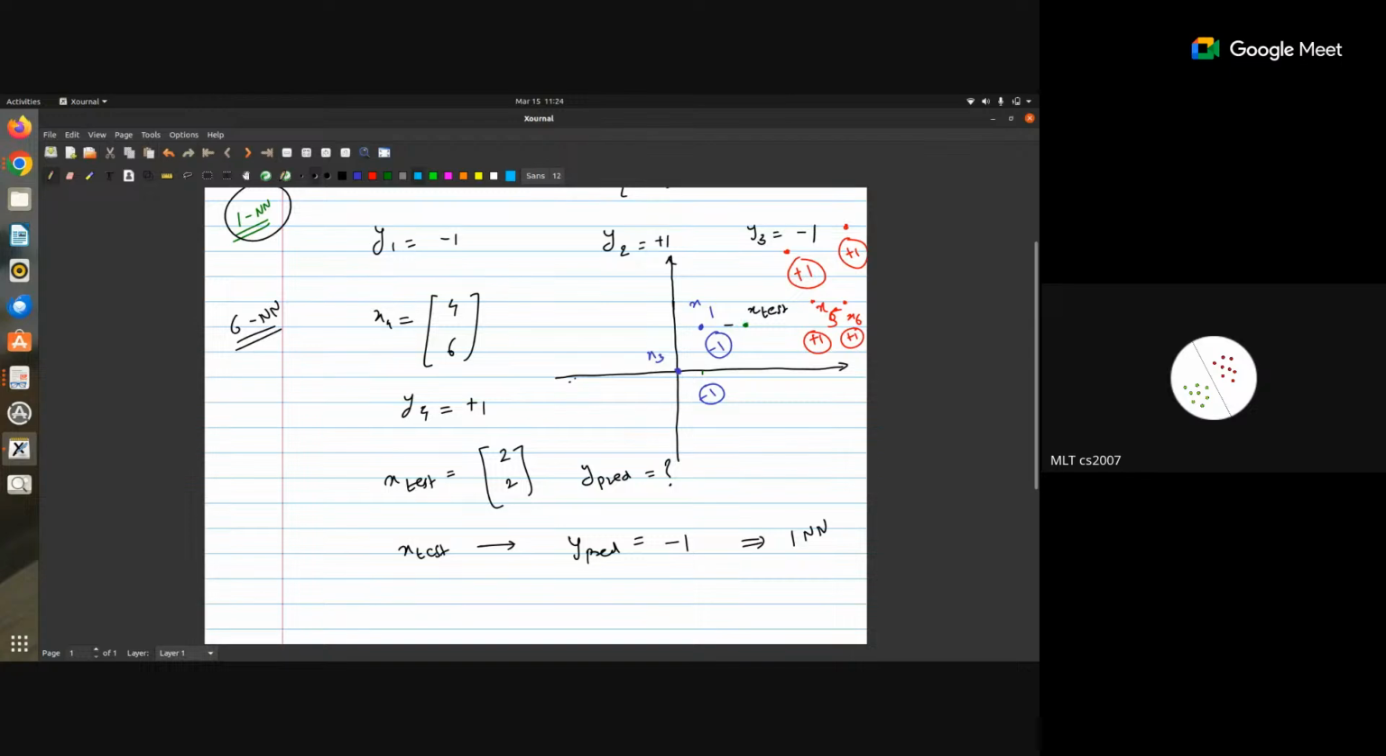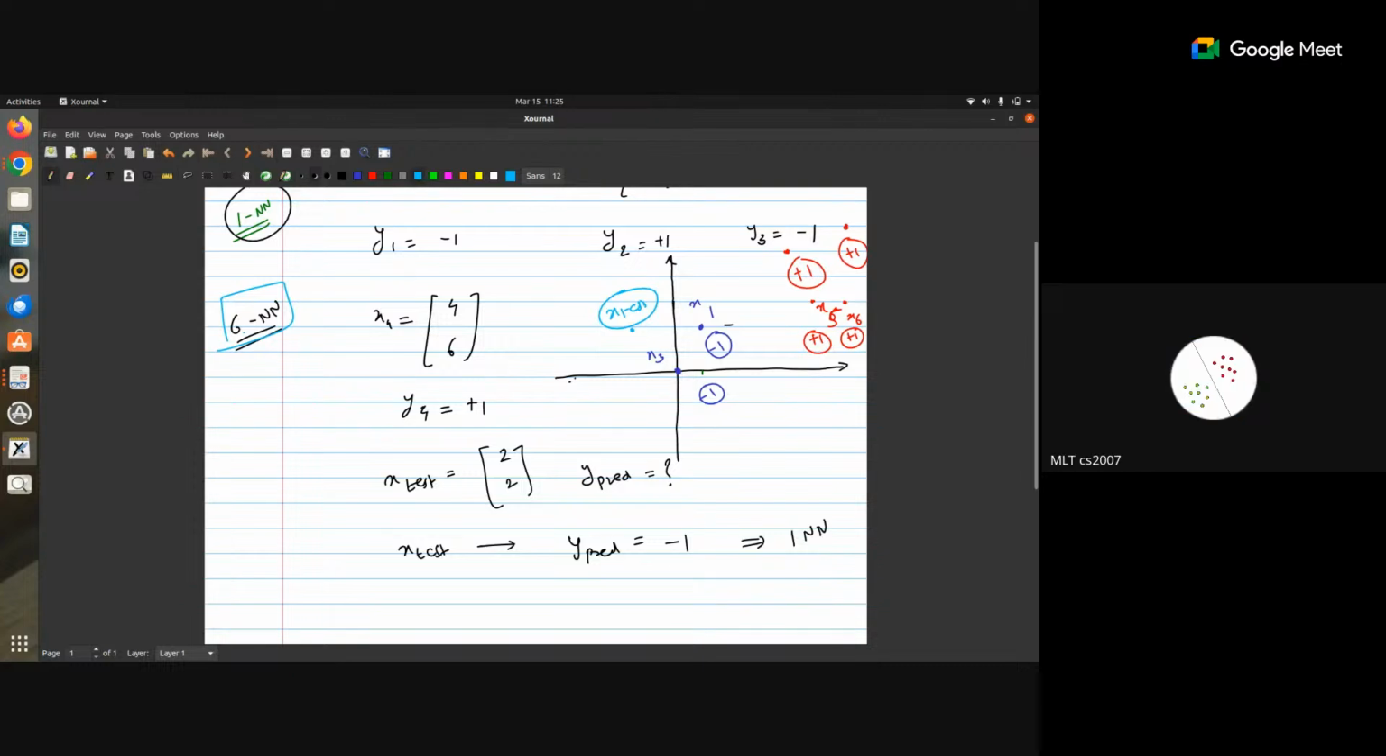But if you understand it visually, what do you think X test should be predicted as? What should be the class of the X test? Minus 1, it should be a negative class, right? What if X test is not here, but somewhere here? What is the prediction for this? With six nearest neighbors, it's also plus.